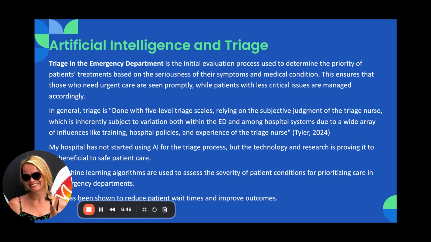My hospital has not started using AI for the triage process, but the technology and research is proving it to be beneficial to patient safety care. It's learning different algorithms to assess the severity of the patient conditions for prioritizing care in the emergency department. It has been shown to reduce patient times and improve outcomes.